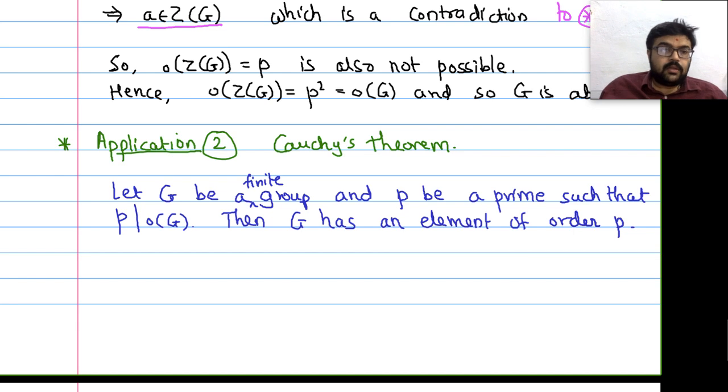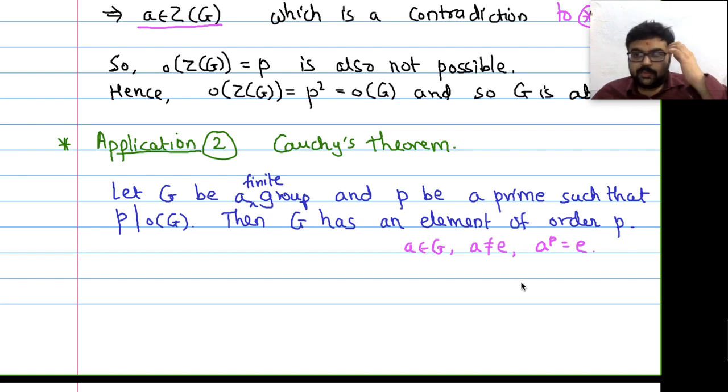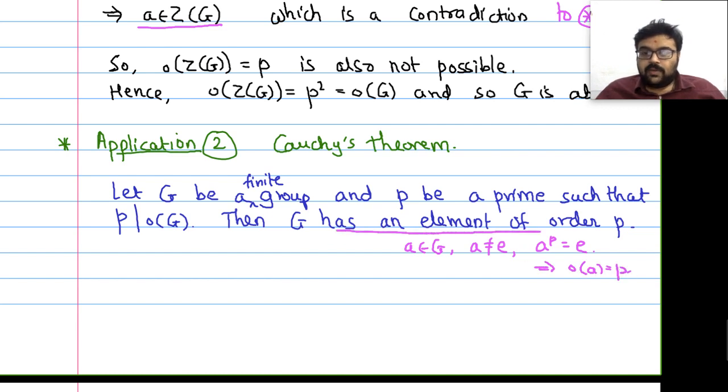So if you recall, in the first unit we have seen that there exists A in G, A is not equal to identity, and A raised to P is identity. P is the smallest integer such that A raised to P is identity. That means order of A is P. So this implies G has an element of order P. So this is the meaning.